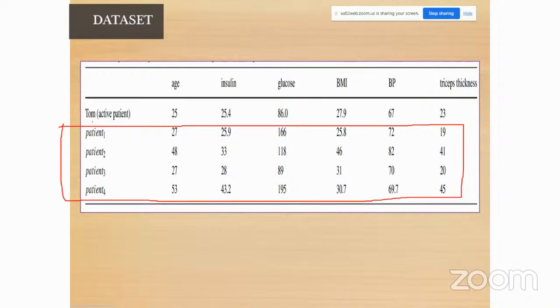And we have an active patient called Tom. He visited the doctor, maybe he opened the data product. There he entered age 25, insulin level, glucose level, BMI, BP, and the fat level. Based on the values he entered, he will get a recommendation of a prescription that is already available from one of the patients' prescriptions. All four patients are historical data, and all four have prescriptions. Based on the similarity, one of the prescriptions will be recommended to Tom, because he's the active patient looking for drugs based on his symptoms, whatever insulin level, glucose level he has.